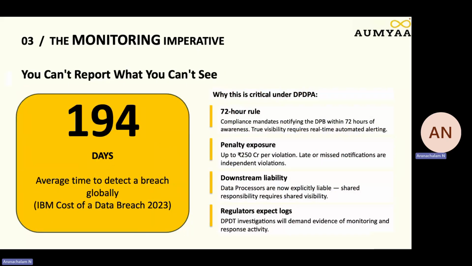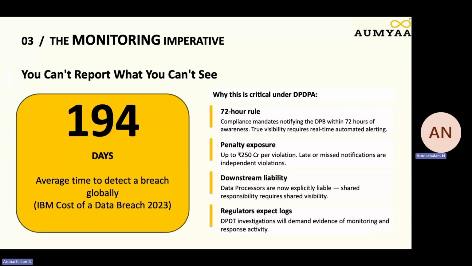Here's the number that should concern everyone in this room: 194 days. That's the average global time to detect a breach, according to IBM's 2023 cost of a data breach report. Now hold that number next to DPDPA's 72-hour notification requirement. 194 days versus 72 hours isn't a gap, it's a different order of magnitude entirely. If you're relying on manual review, periodic audits, or waiting for someone to notice something odd, you are structurally incapable of meeting this law's timeline.